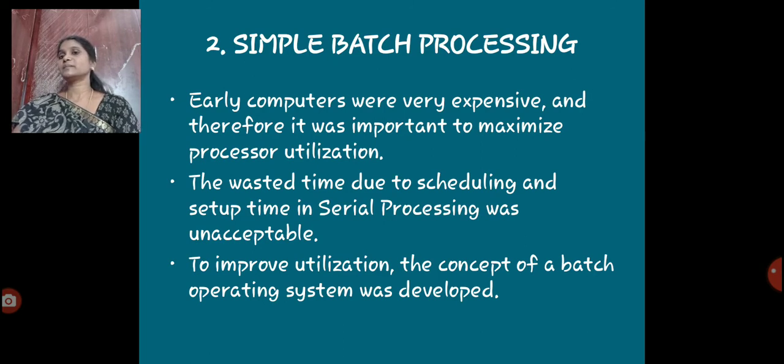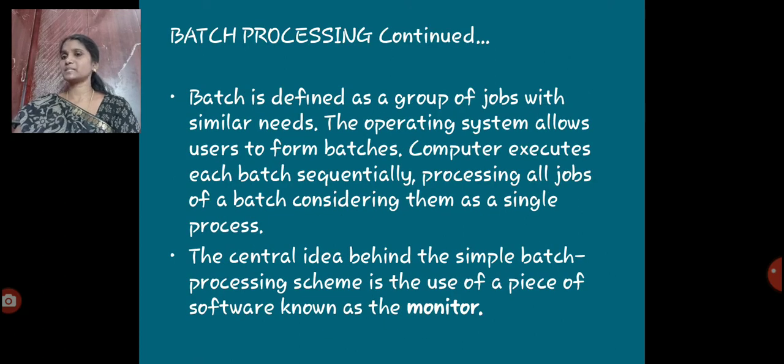So the wasted time due to scheduling and setup time in serial processing was managed in batch processing. Actually, in batch processing, a group of jobs with similar needs is called a batch, and this batch will be allocated to the computer system with the help of the operator. The operator will sequence the jobs and make them into a batch.